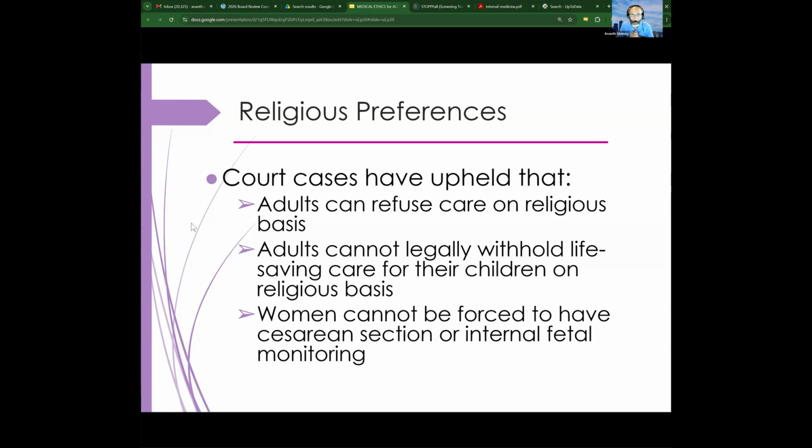Now, as we talked about, we are internists, we are not pediatricians. However, occasionally we will be taking care of minors, and adults cannot legally withhold life-saving care for their children on a religious basis. That is a small minutia, which probably won't impact your day-to-day care, but is helpful to know. And another very niche one, as we are not OBs: women cannot be forced to have cesarean sections or internal fetal monitoring, if it is opposed to their religious beliefs.